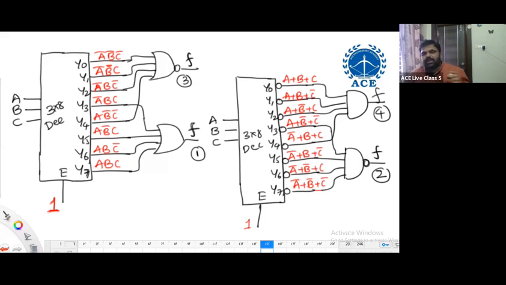When we have a 3 variable function, a 3 to 8 decoder is easy to implement because we get all the product terms or all the sum terms. When we have all the product terms, we can implement using an OR gate for SOP, using a NOR gate for POS. When we have the sum terms, we can implement using a NAND gate for SOP, using an AND gate for POS. That conclusion is important for our objective exam. Let us see what that is.